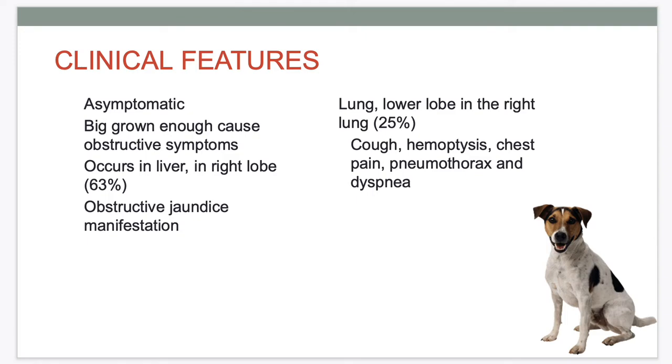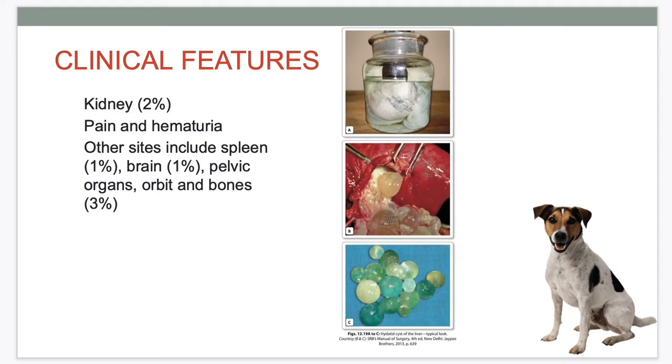So clinical features: they are asymptomatic, and if they've grown big enough, they cause obstructive symptoms. They occur in the liver, especially in the right lobe, and they cause obstructive jaundice. Then in the lungs, what's more affected is the lower lobe of the right lung. So that will cause your cough, hemoptysis, chest pain, pneumothorax, and dyspnea. They can also be seen in your kidney. That will cause pain and hematuria. And other sites include the spleen, the brain, pelvic organs, orbit, and bones.